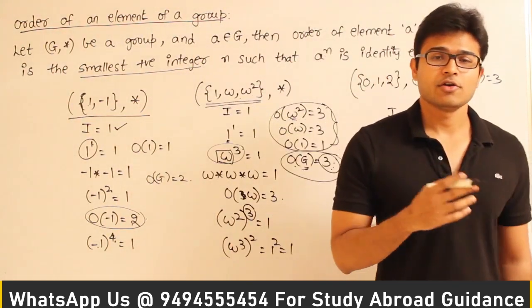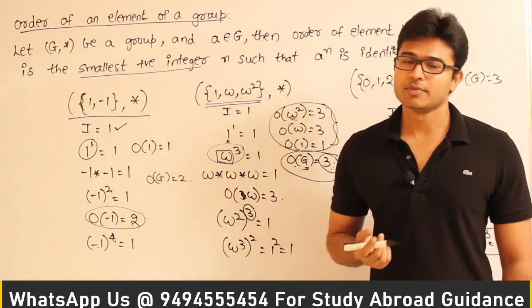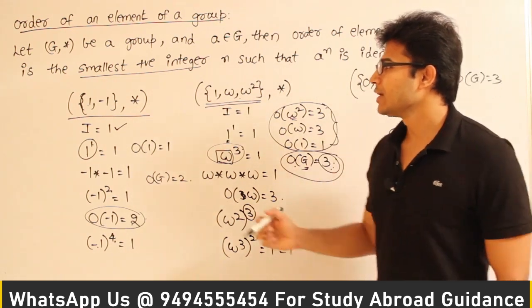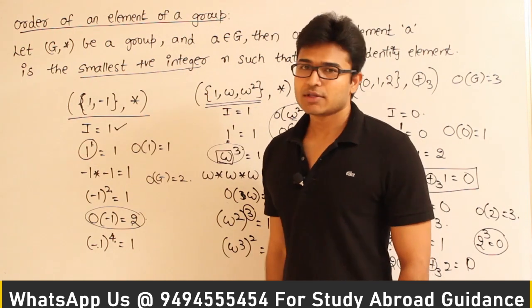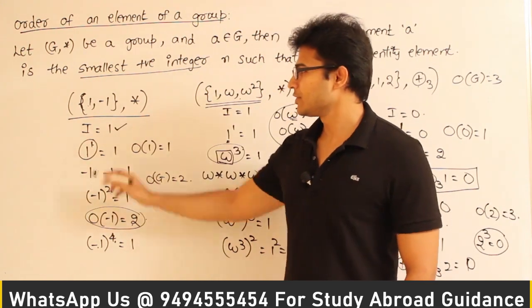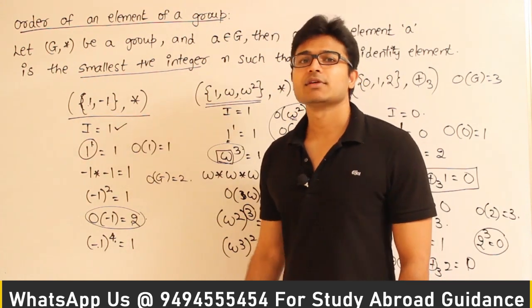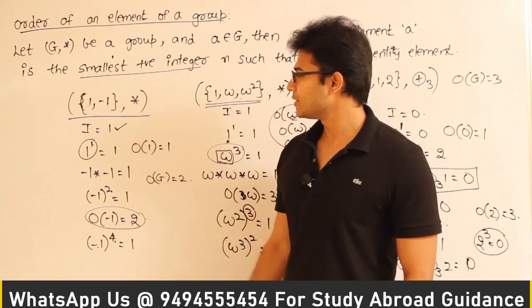Order of A and order of A inverse, both are going to be same. Just see this one. In this, what is the inverse of 1? Inverse of 1 is 1 itself. And what is inverse of minus 1? It is minus 1 itself. So we cannot do anything there.